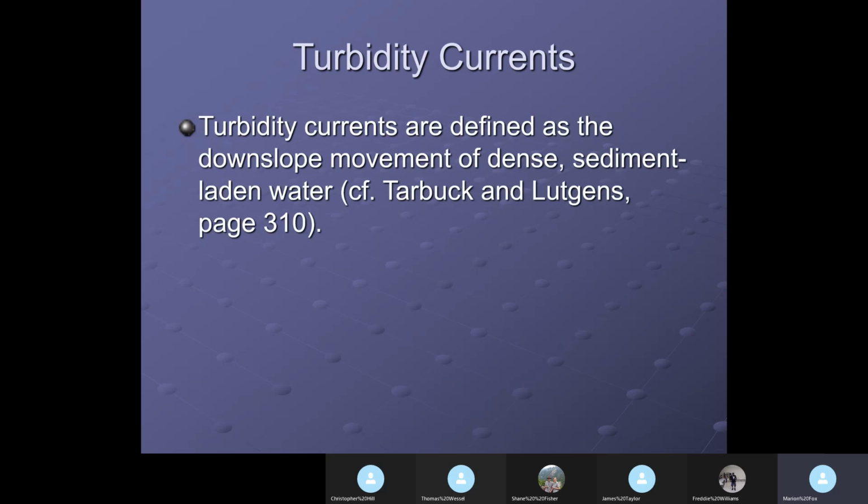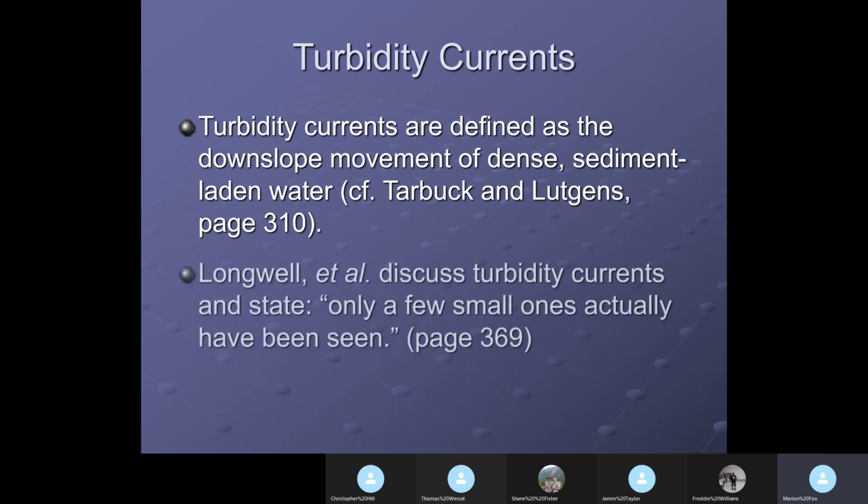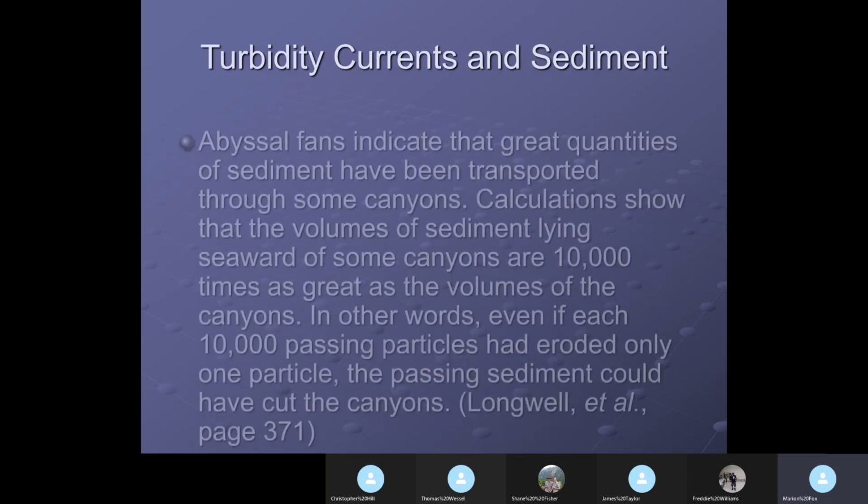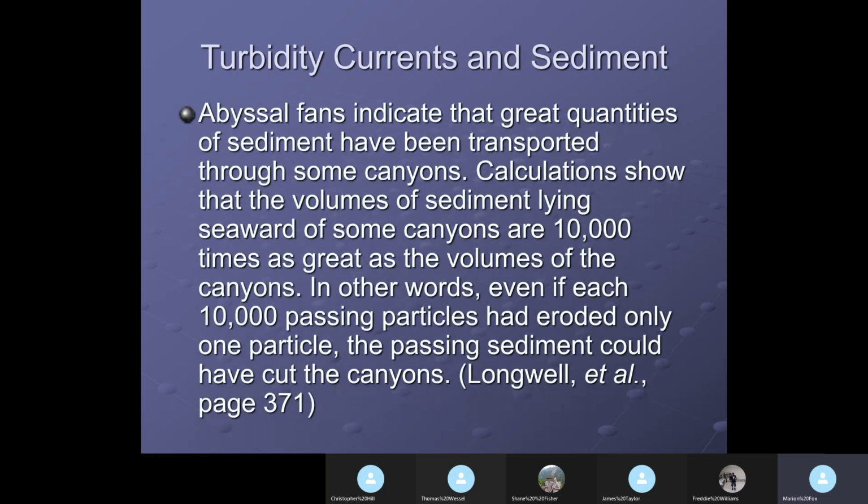Turbidity currents are defined as a downslope movement of dense sediment-laden water. That's how they define it, Tarbuck and Lutgens on page 310 of their book. Longwell and others discuss turbidity currents and state only a few small ones actually have been seen. We haven't seen them. All we can find is very small ones, and not enough to cut these canyons. Okay?